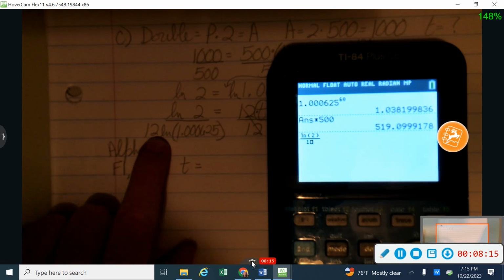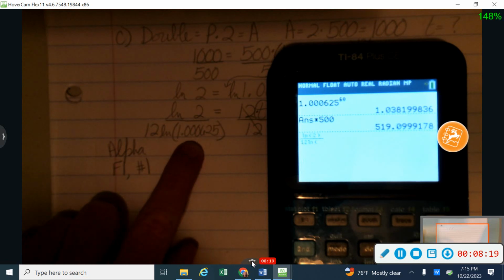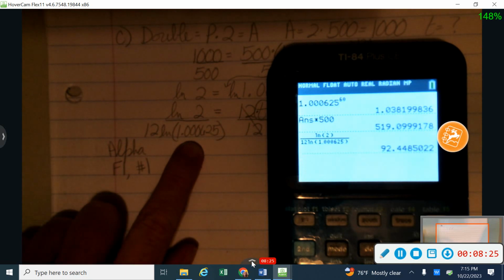So down arrow, I'm going to put in my 12. And again, natural log, and it opens up the parentheses for me. So 0.123625, and I'm going to close those parentheses, and that gives me a number right there.